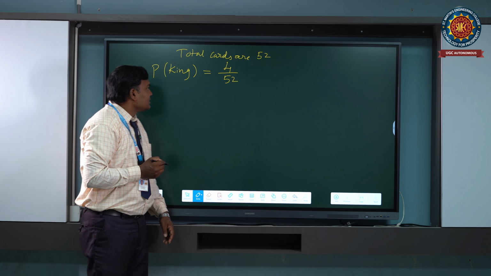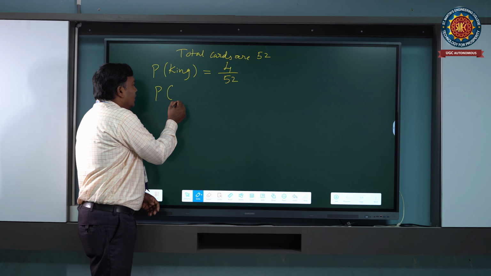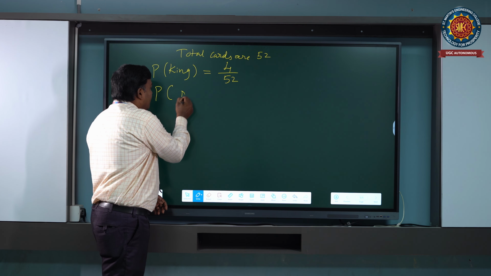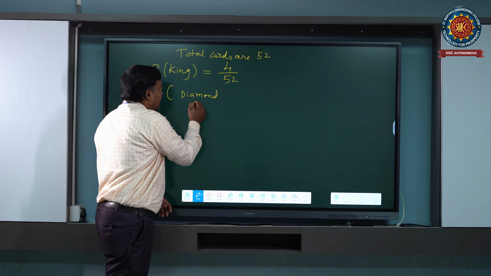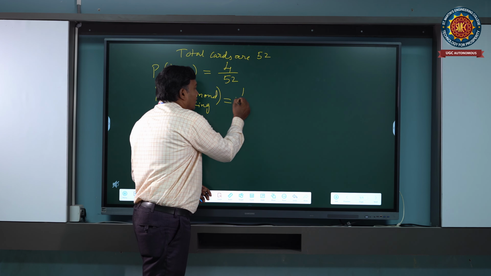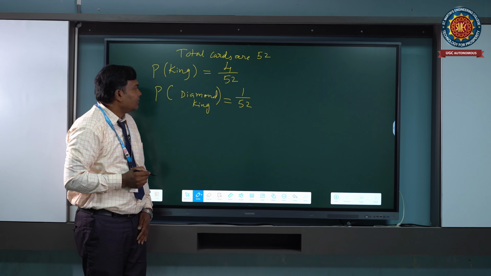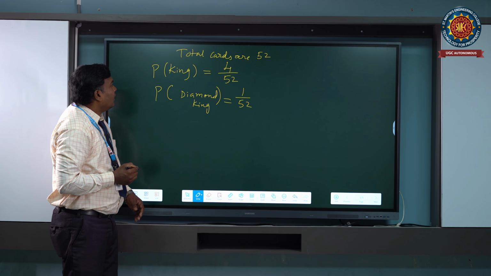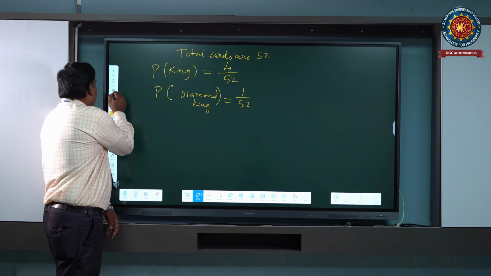And if I ask the probability of getting a diamond king, there will be only 1 out of 52 cards. Okay, this is the probability calculation in the playing cards example.